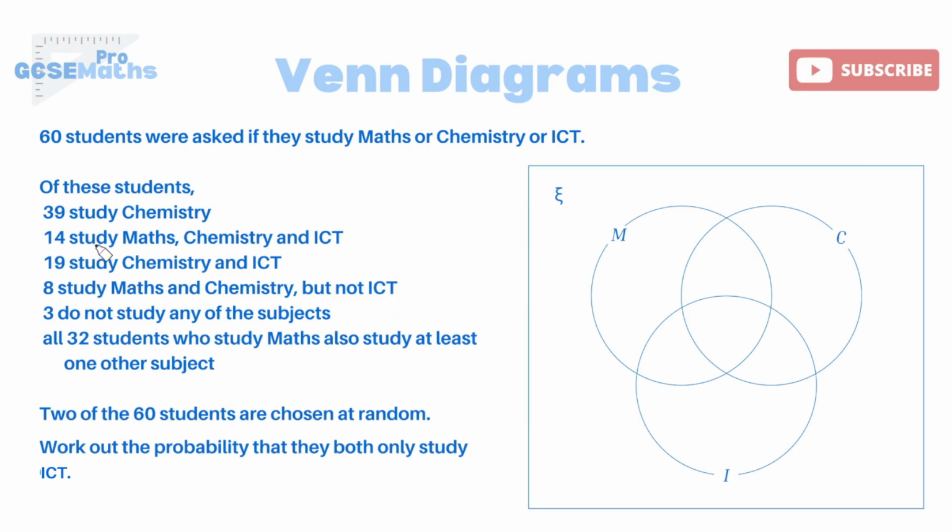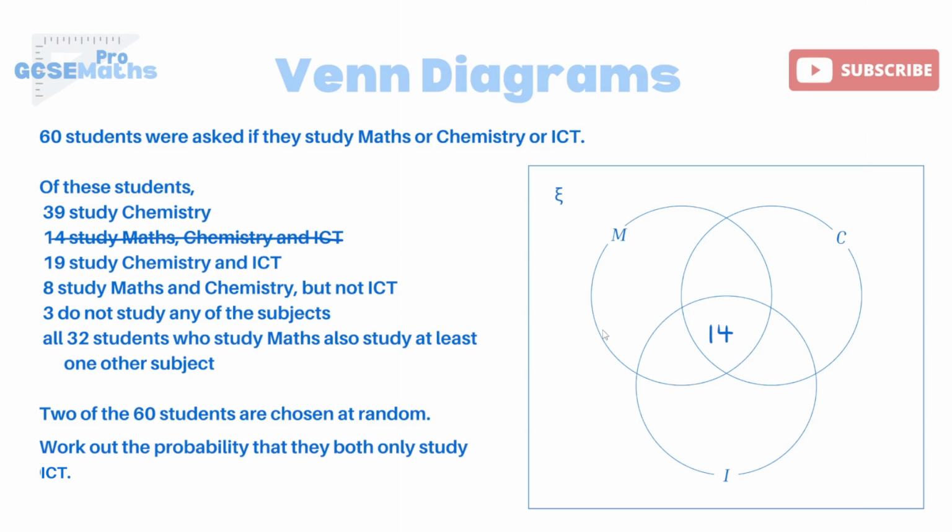The next one is 14 study maths, chemistry and ICT, so all 3. So that's a nice easy one, that one can go right in the middle. Then we've got 19 study chemistry and ICT. Now remember what I mentioned about the previous question. Just because it says chemistry and ICT doesn't mean that it's this bit here, because that section there is chemistry and ICT but not maths. Now it doesn't say anything about them not studying maths, does it? It just says chemistry and ICT.